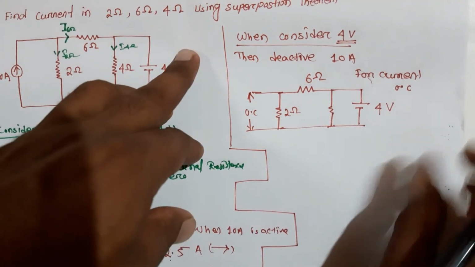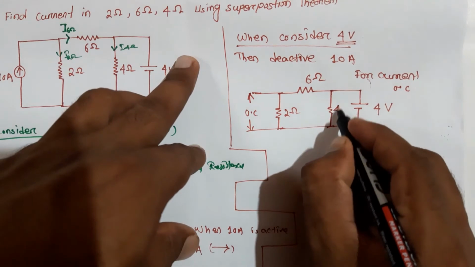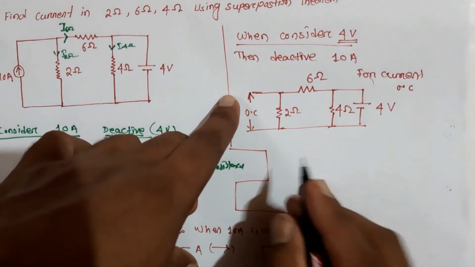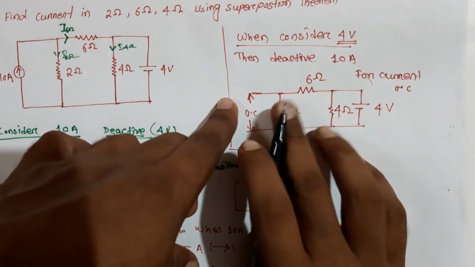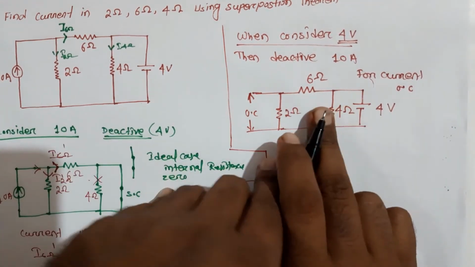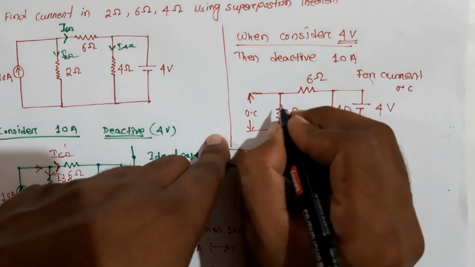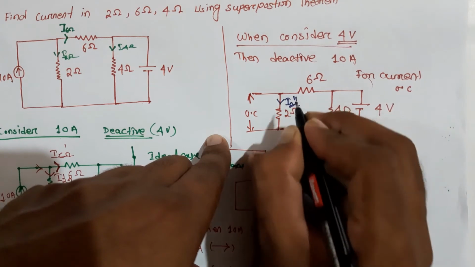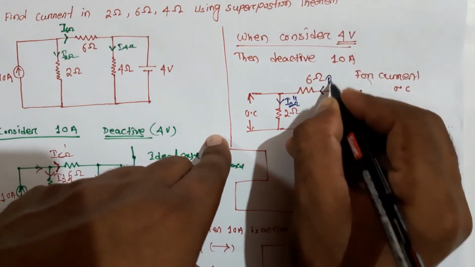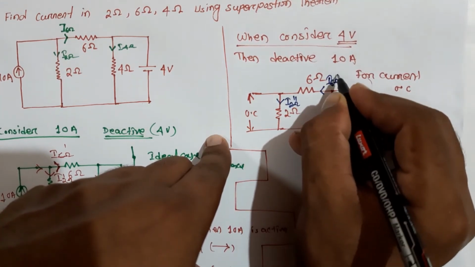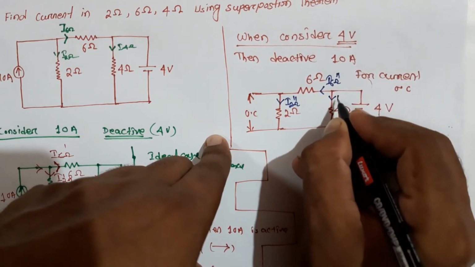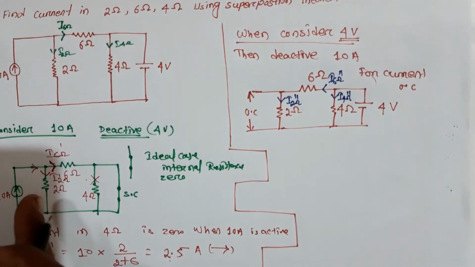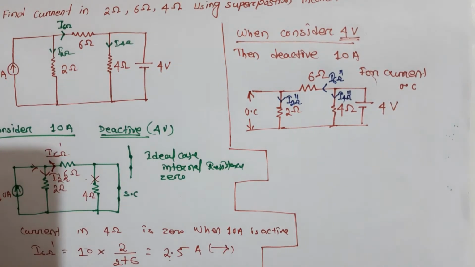Sorry, this is 4 ohm. Let's see, this is open circuited, but we need to find the current in this and this. Before finding this, let the current in 2 ohm be I double dash, in 6 ohm be I double dash, and in 4 ohm be I double dash, because in the first case we considered single dash, so here we consider double dash.